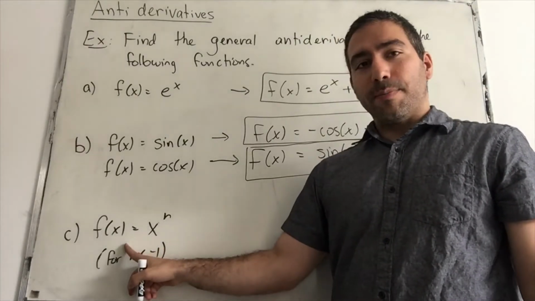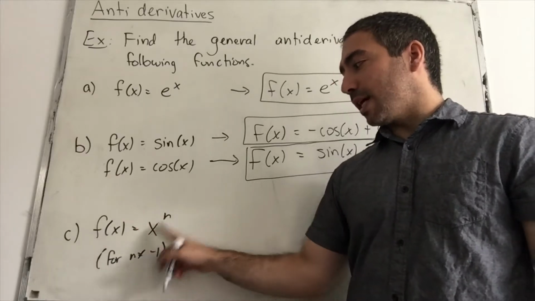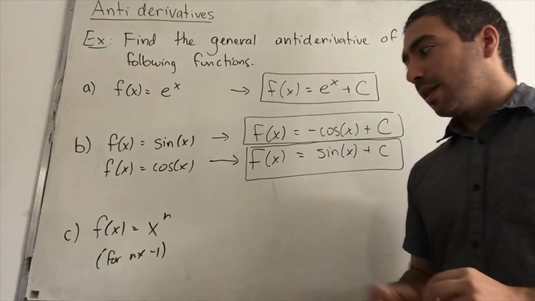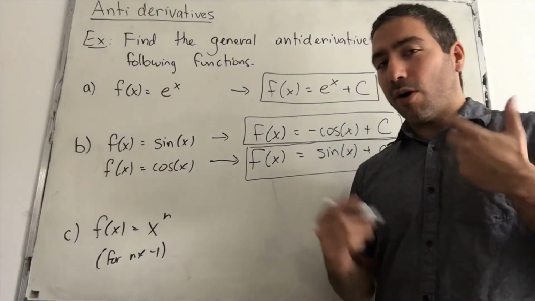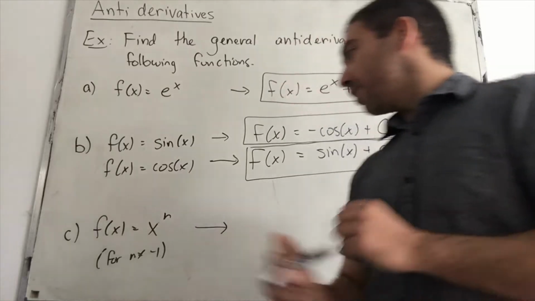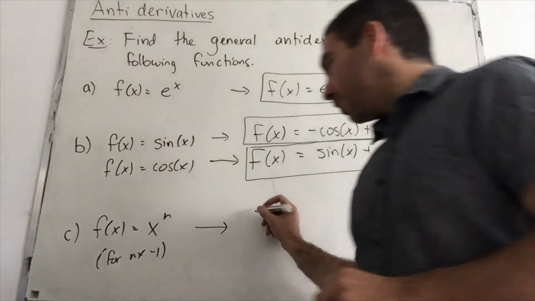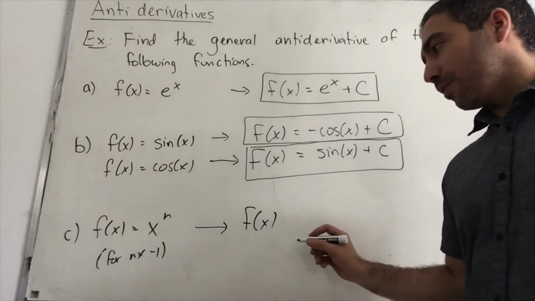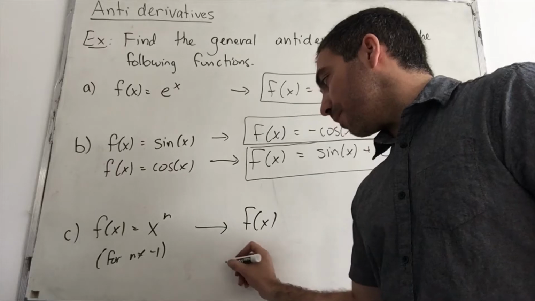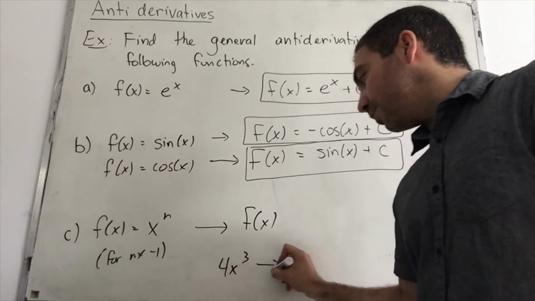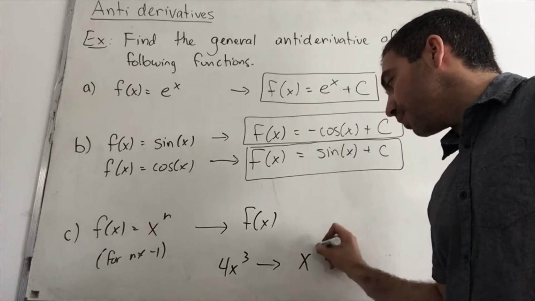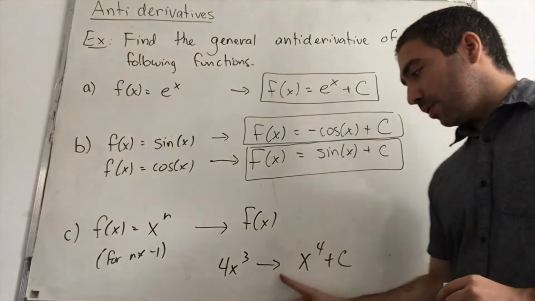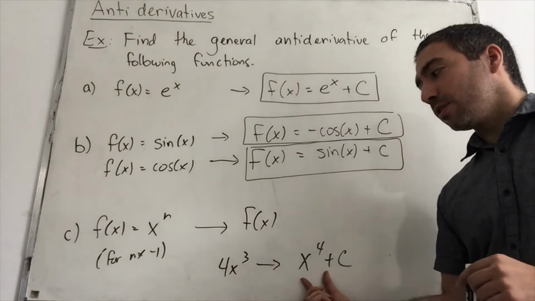So we saw the power rule. F of x equals x to the n. What we did for the power rule is we dropped the exponent and subtracted it by 1. Now we're trying to antiderive. How do we do this in the inverse direction? What was the example that we saw? We saw the example of 4x cubed. When we integrated, we got x to the 4 plus c.